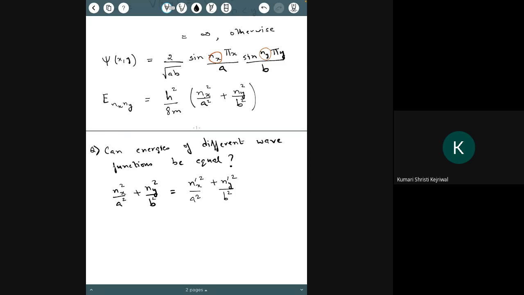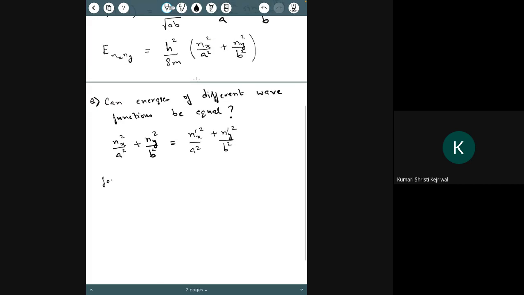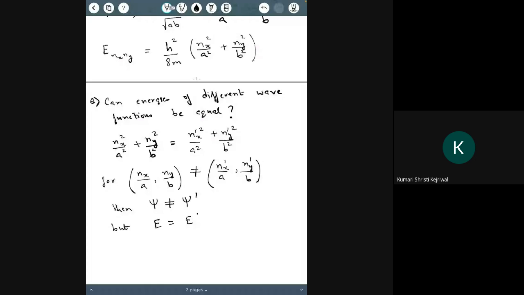Okay. So for two sets of numbers, nx by a and ny by b, if this is not equal to nx prime by a and ny prime by b, then psi is not equal to psi prime, but E is equal to E prime. Okay.